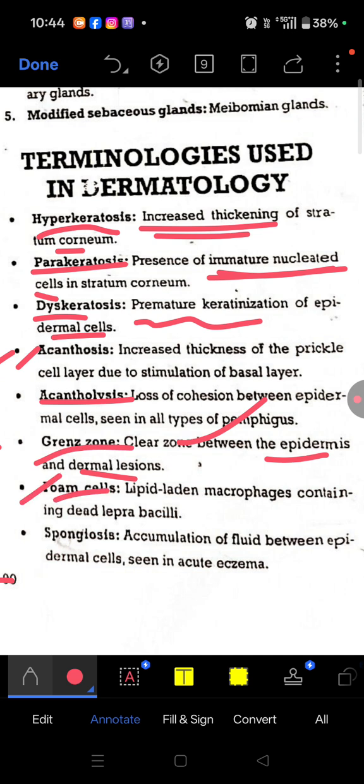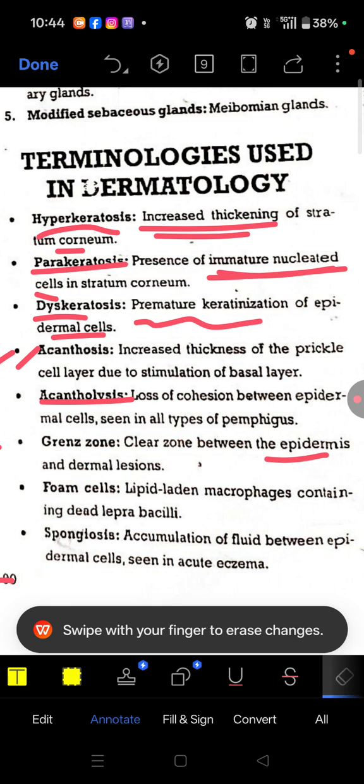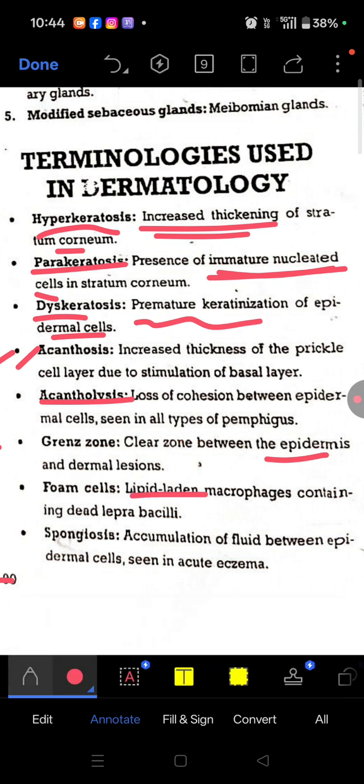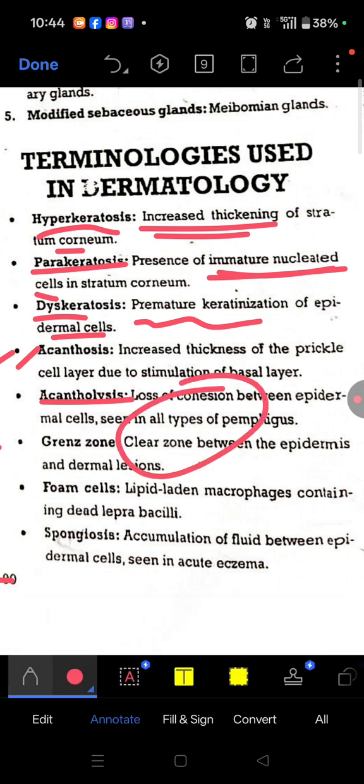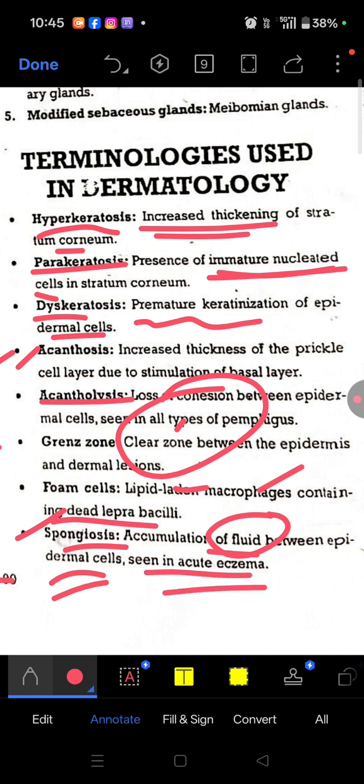Next important point is foam cell. What do you understand by foam cell? They are lipid laden macrophages containing dead lepra bacilli. Last, spongiosis. Spongiosis is accumulation of fluid between the epidermal cells, seen in acute eczema.